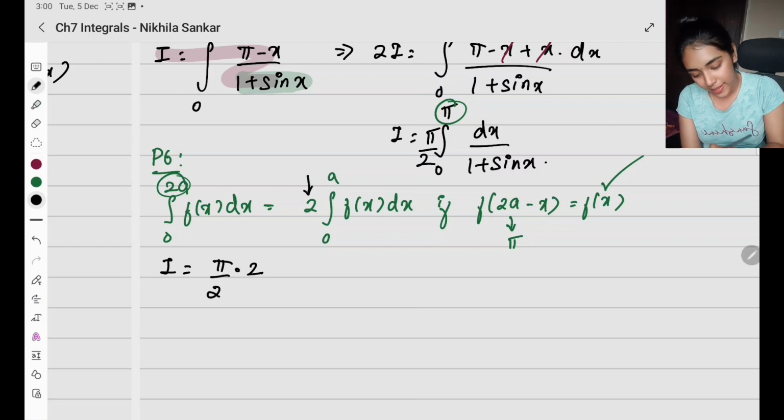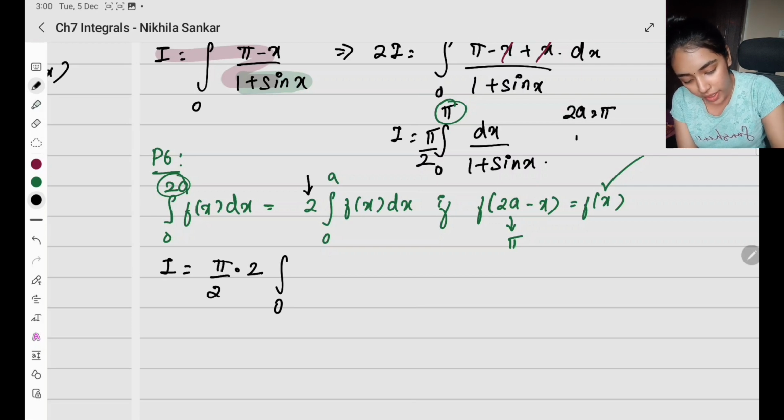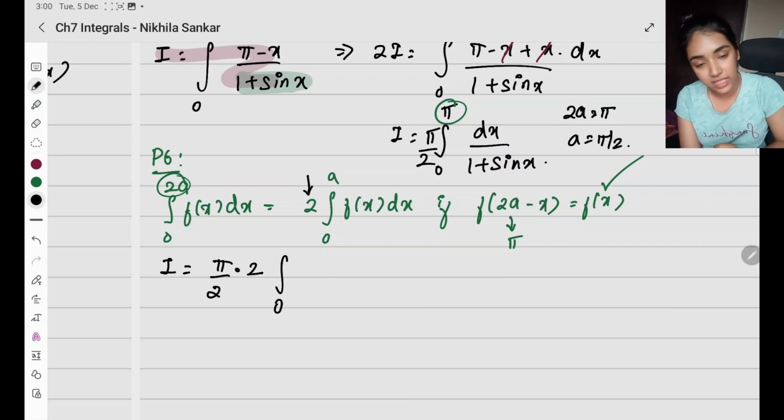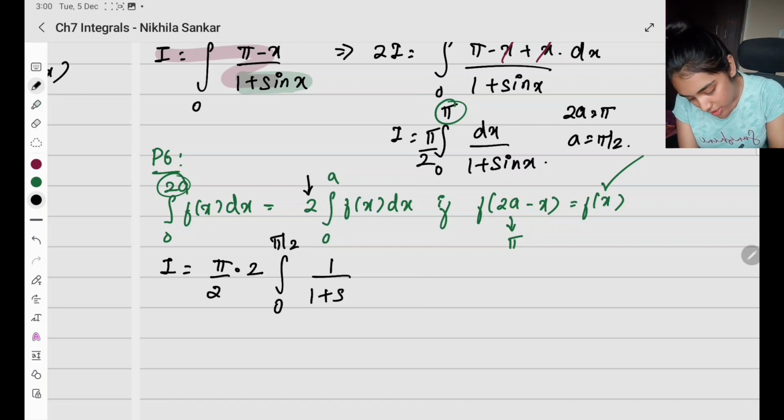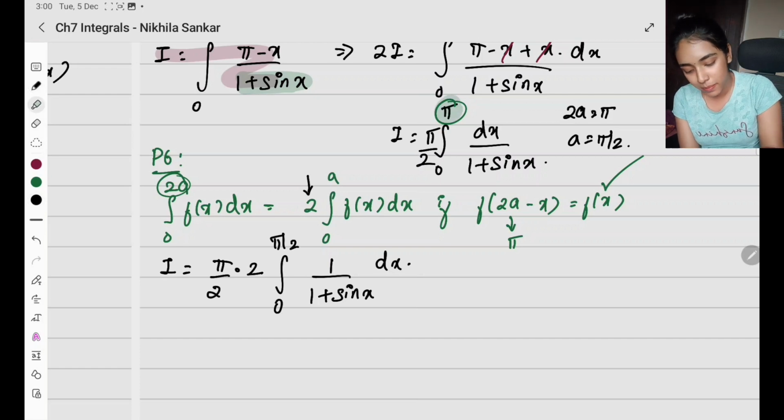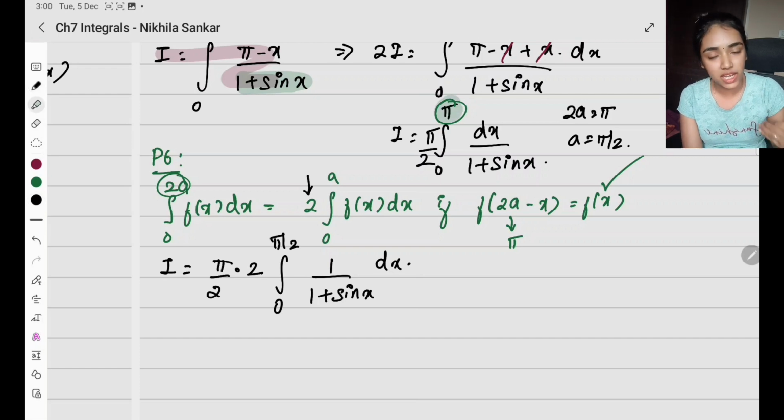In that place, 2 times integral of 0 to a. If my value of 2a equals pi, my value of a is going to be pi divided by 2. Okay, so pi by 2, 1 divided by 1 plus sin x times dx. Why am I changing it like this? If I keep the pi like this, I cannot further proceed. I need a pi by 2 for the values to change. Otherwise, we would just keep going around in circles on the question.